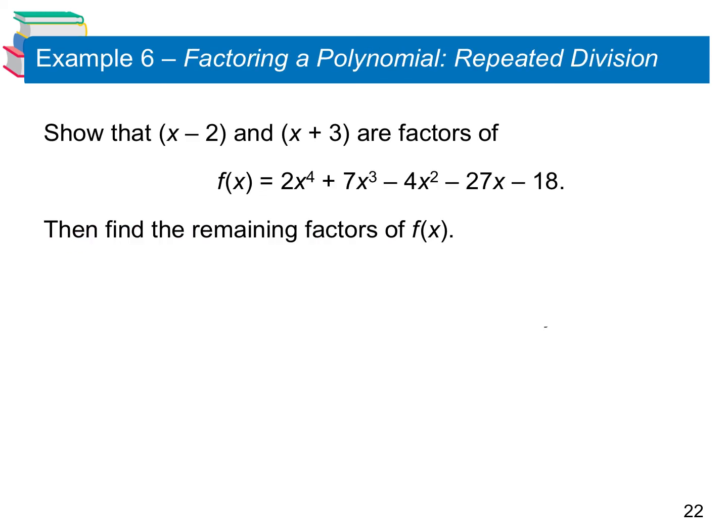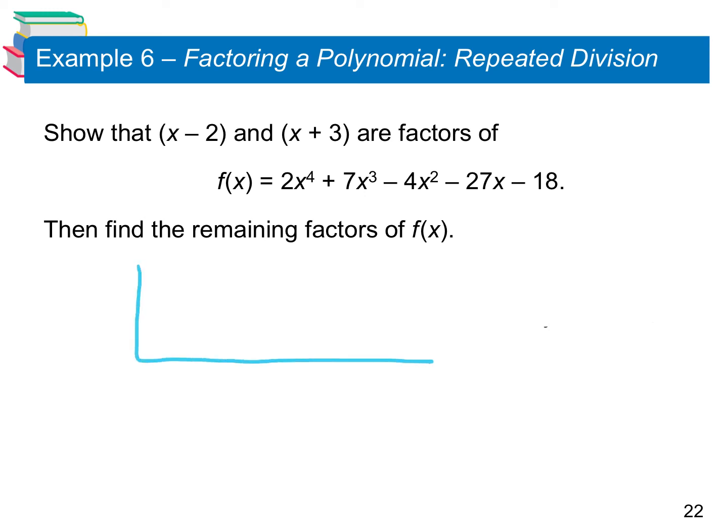Is this where it has to go out evenly? So it has to go in evenly because we want a remainder of 0. In example 6, it says show that x minus 2 and x plus 3 are factors. There are 2 different ways we can show that they're factors. We can use long division or synthetic division. What do we want to do?